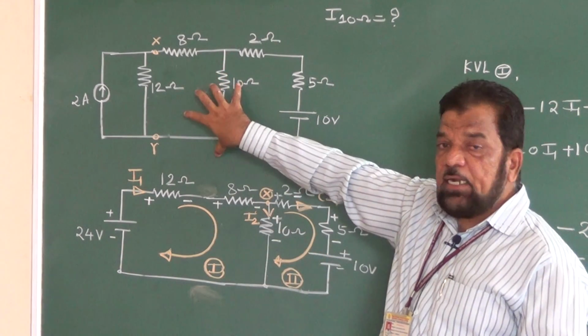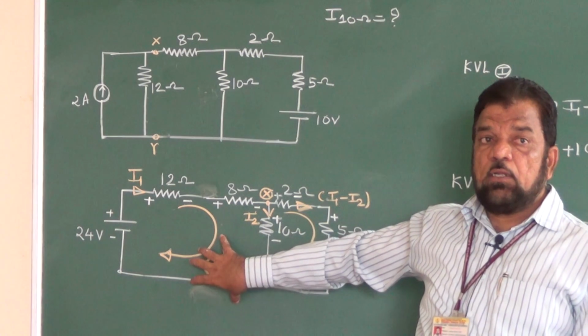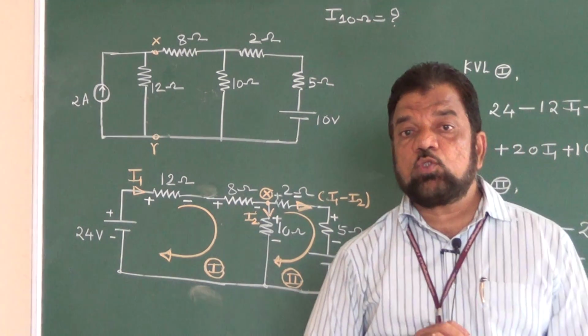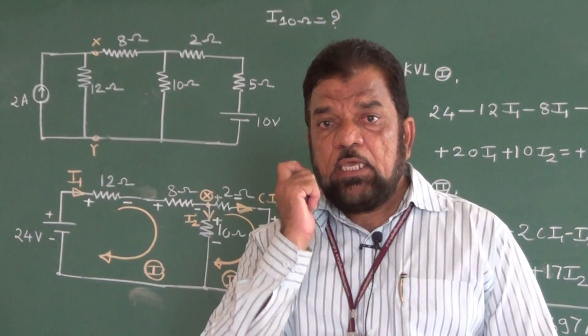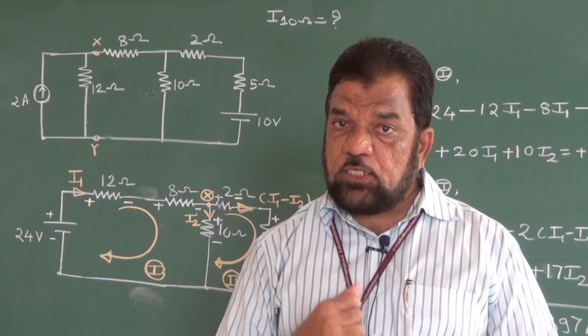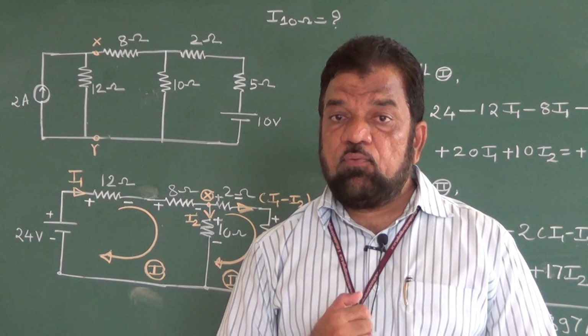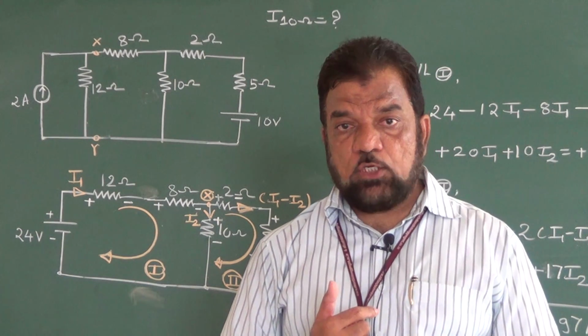So what are the given circuit is there? This circuit we have converted into the next one, which circuit? That circuit includes only voltage sources. The point to be remembered is, if I want to analyze the circuit using mesh analysis or branch current method, it is preferable to have voltage sources rather than current sources.